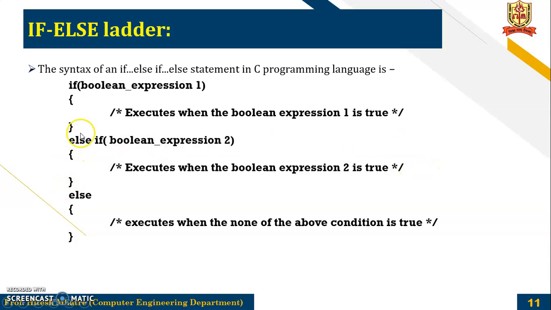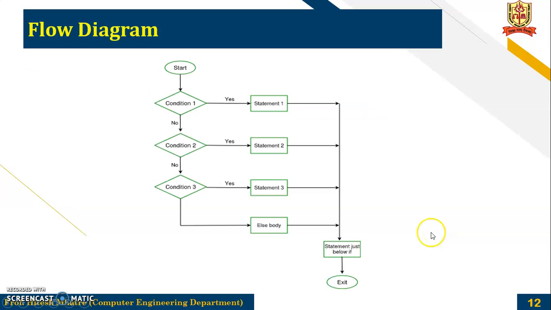Now you can have n number of else if in between, and at the end you will have else, that will be executed if none of the above conditions are true. This is the flow diagram. So here we can see start, condition 1. Yes, if condition 1 is true, execute this statement and then go with the flow of the program.